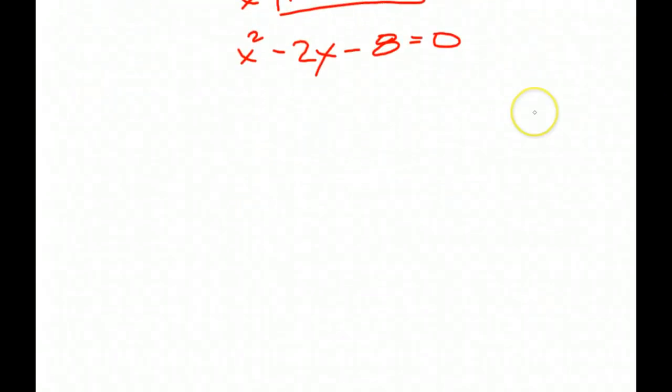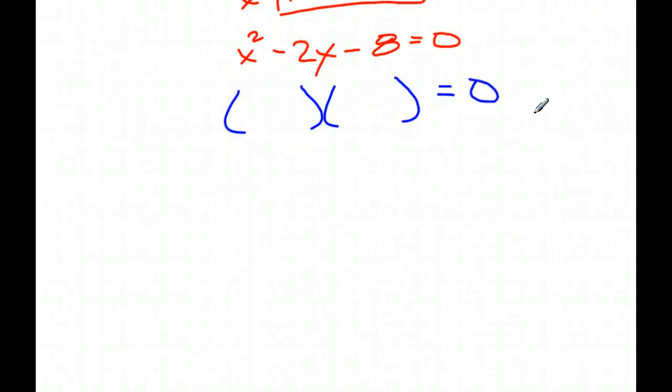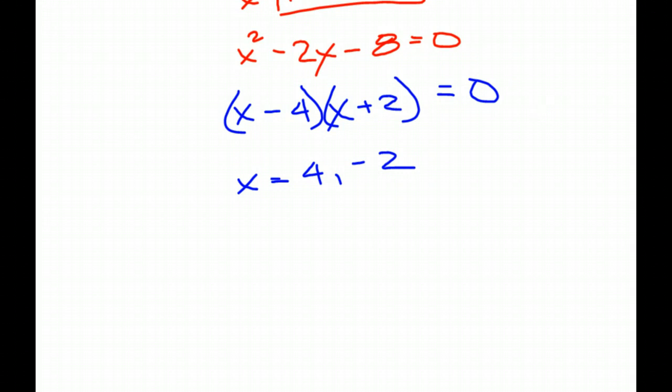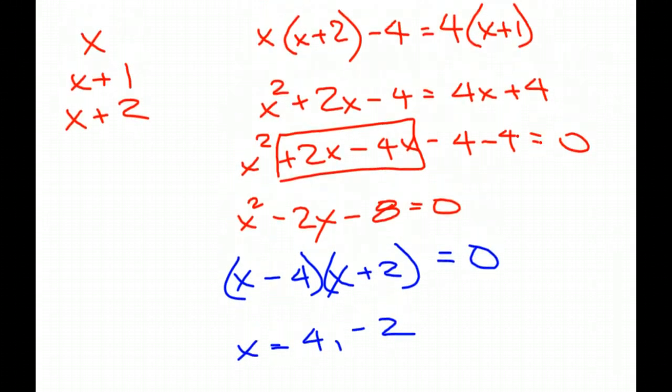Okay, so there's where we are. Now what? We're not going to square root. Factoring is easier. Negative 4, positive 2. Okay, so what is my answer? x is 4 or negative 2. Both of them.